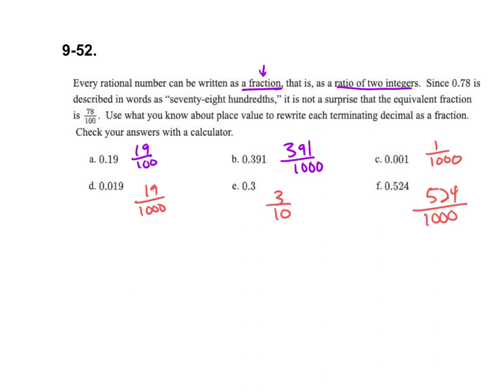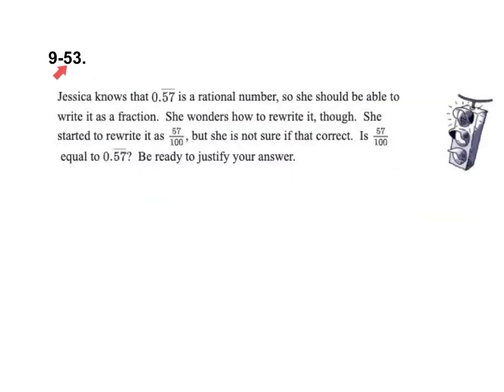Let's take a look at our last problem here. So 9-53 says, Jessica knows that the number 0.57, with the 57 repeating, is a rational number. So she should be able to write it as a fraction. She wonders how to rewrite it though. She started to rewrite it as 57 over 100, but she's not sure if that is correct. Is 57 over 100 equal to 0.57 repeating? Justify your answer.